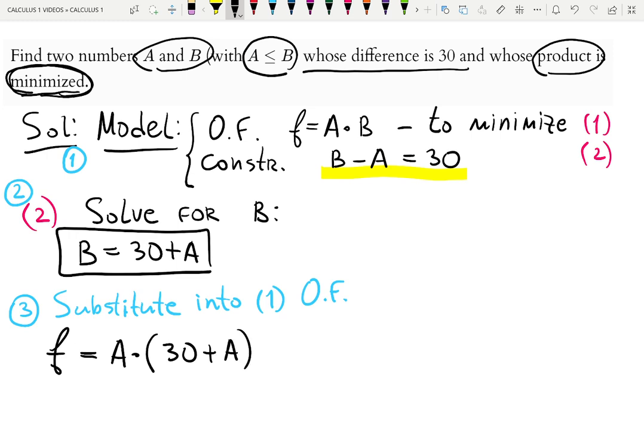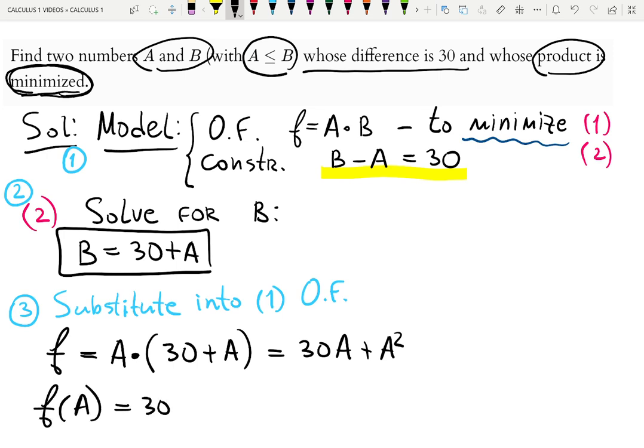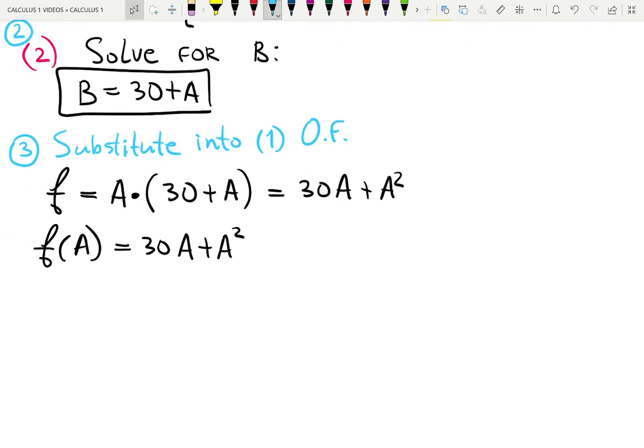We did this because we plan to differentiate this function to minimize it, right? Find the critical points and proceed with first or second derivative test. So it will be easier to do it if it has only one variable. Let's simplify. 30a plus a squared. And this is the function that now only depends on a. 30a plus a squared. And the calculus starts now.